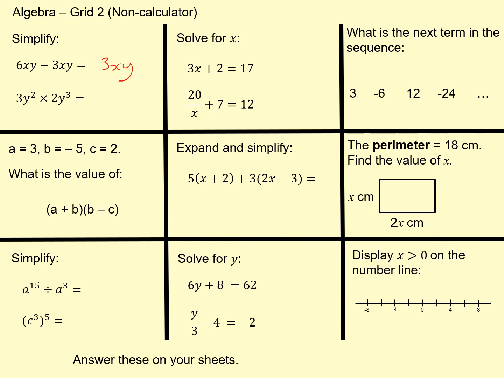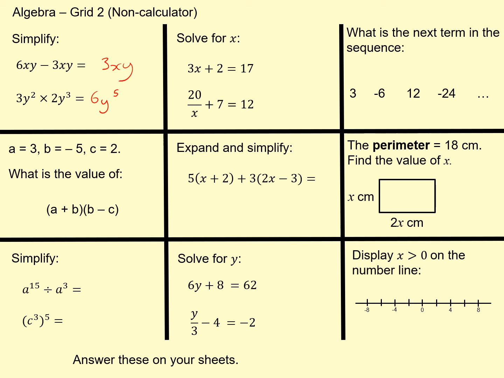Next one, multiplying 2 terms together, so I've got 3y squared times 2y cubed. Well, I can multiply the two numbers together, that's 3 times 2 gets me 6, and I've got y squared times y cubed. Remember, if you're multiplying things together, if you think back to our lesson on indices, we add the powers. That's going to be y to the power 5.